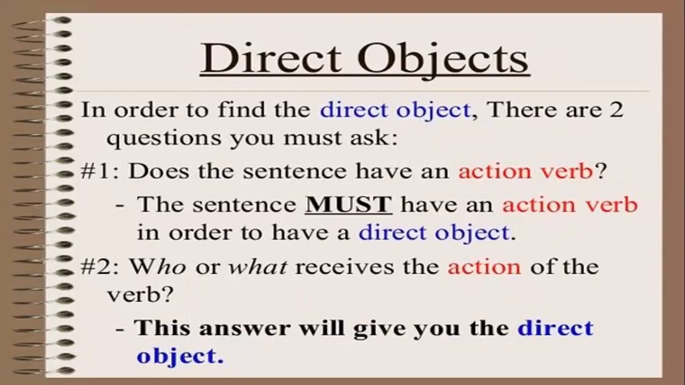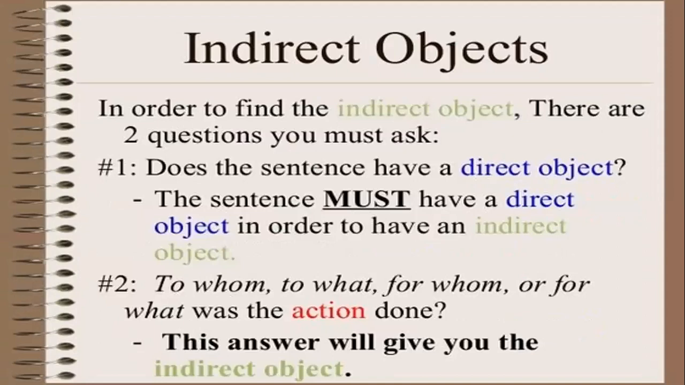Direct object. To find out the direct object, we must again ask two questions. Does the sentence have an action verb? First question for indirect object is, does the sentence have a direct object? Now, to have an indirect object, the sentence has to have a direct object. Second question we ask is, to whom, to what, for whom, for what.